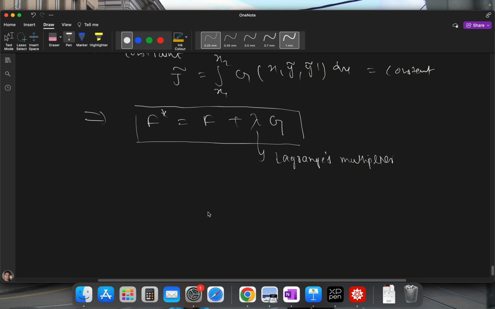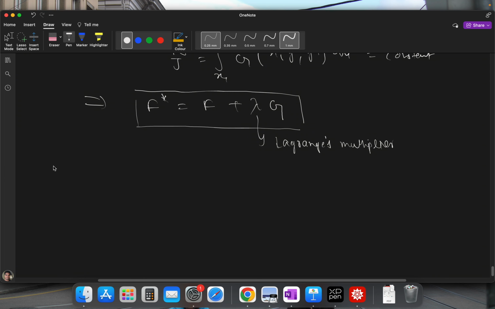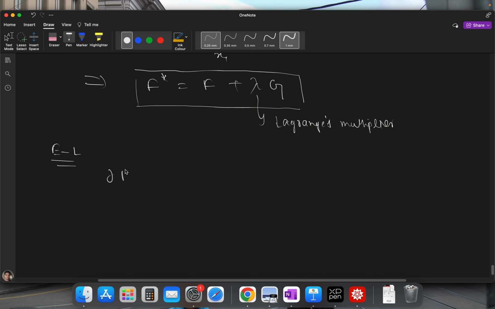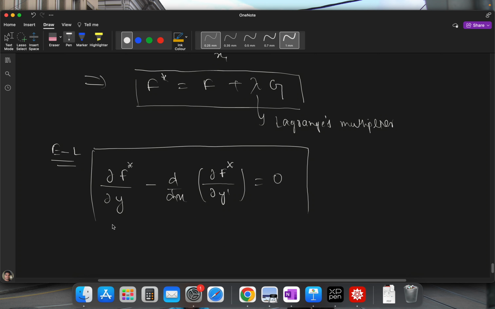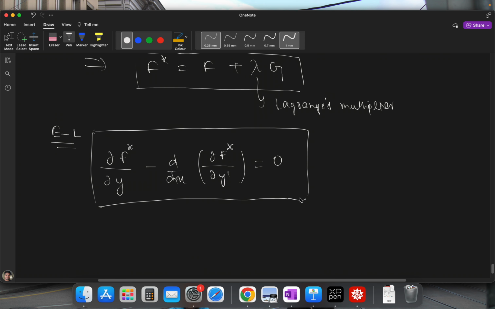What will be the Euler-Lagrange equation in this case? The Euler-Lagrange equation will be del f star by del y minus d by dx of del f star by del y dot equal to 0. This is the modified Euler-Lagrange equation when there is a constrained optimization problem. Let's solve one problem, the isoperimetric problem.